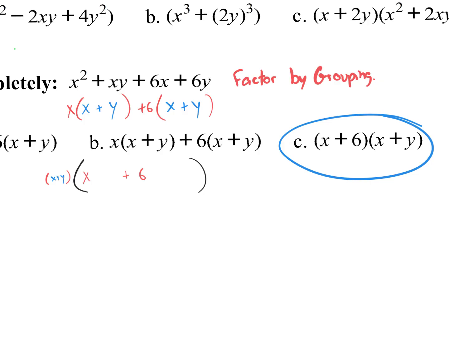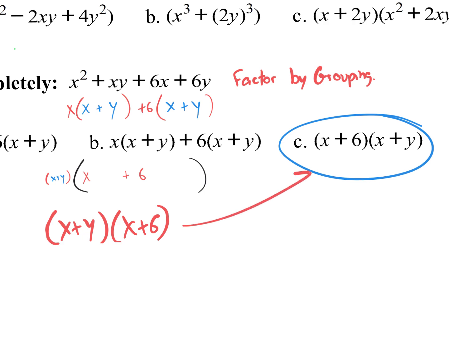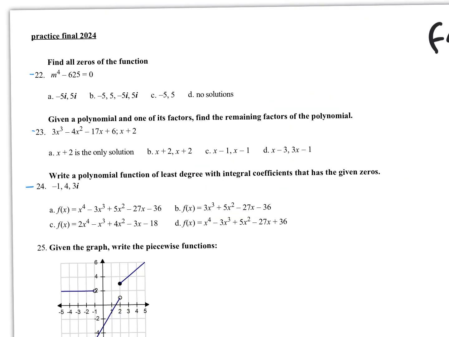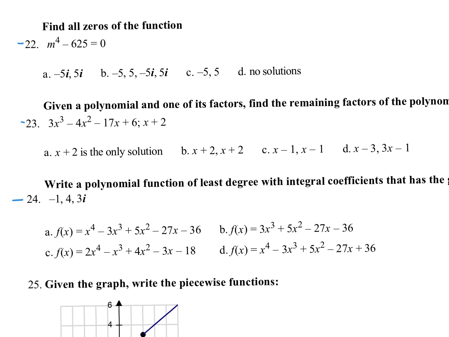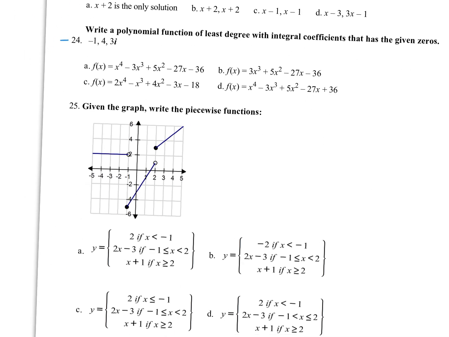Maybe I should have rewritten it with the correct size parentheses. You have x plus y times x plus 6, but you just switch them. Moving on. So if you flip the page, number 22, that is a part of chapter 5 that we didn't really get to, so we're going to skip that. Same thing with 23, same thing with 24. We are going to cover this in January when we get back. Let's move on to 25.